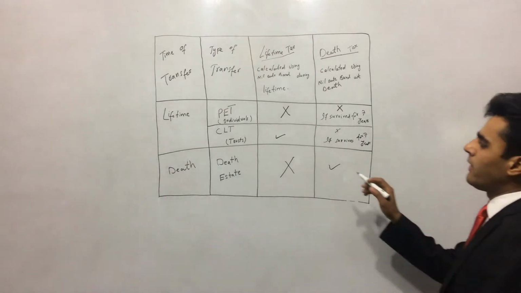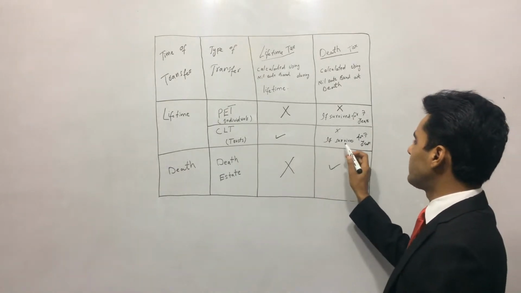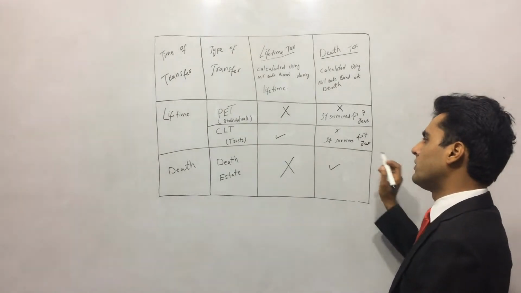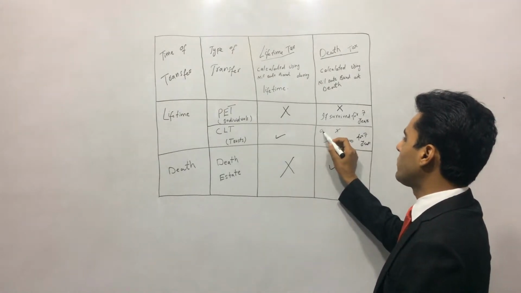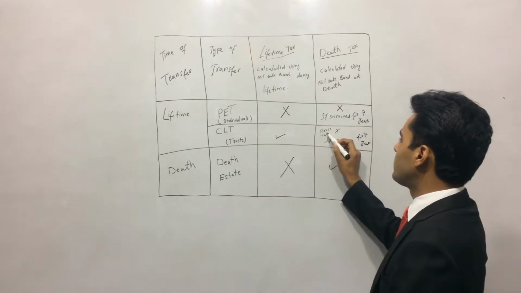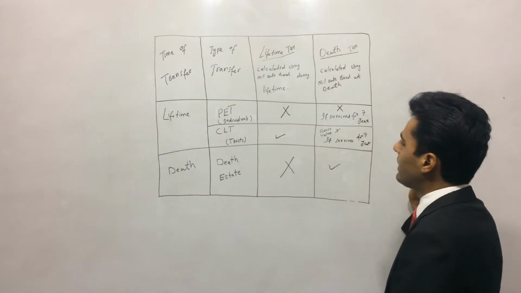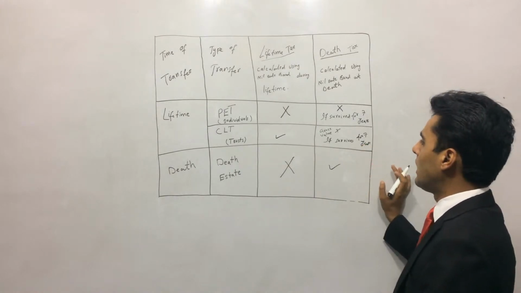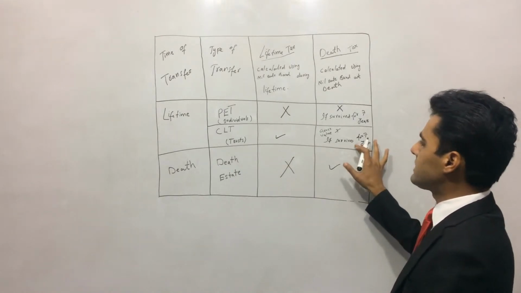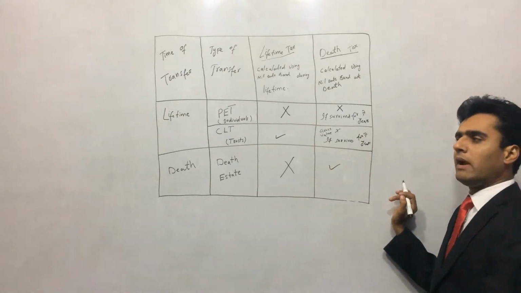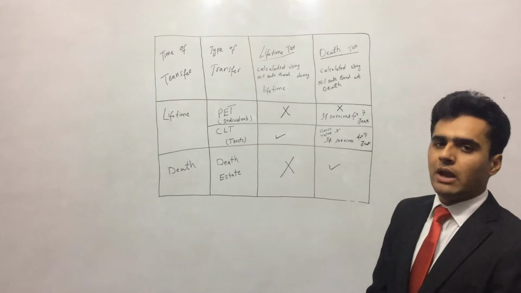All right. Another thing which we did not mention here: as far as CLT, chargeable lifetime transfers, are concerned, we'll have to take the gross value. As far as death tax is concerned, we'll have to take the gross value. If we pay death tax on a chargeable lifetime transfer, we'll have to take gross value. Now, what would be gross value?